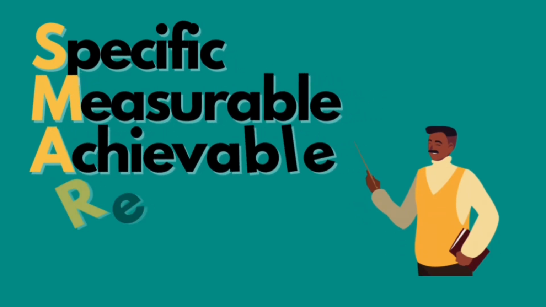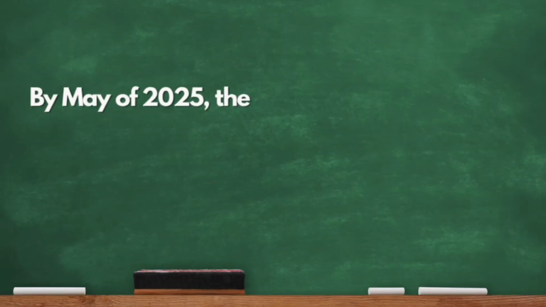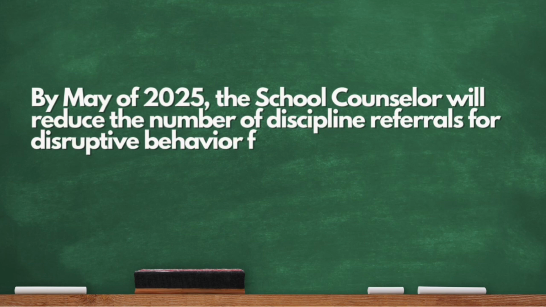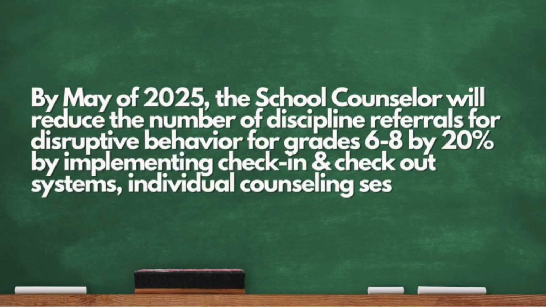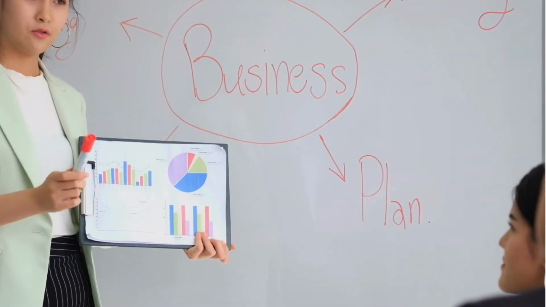One of the most important things you want to do in the beginning is create 3 SMART goals for your school counseling program: specific, measurable, achievable, relevant, and timely. And you know I'm going to give you an example, so follow along. By May of 2025, the school counselor will reduce the number of discipline referrals for disruptive behavior in grades 6 through 8 by 20% by implementing check-in, check-out systems, individual counseling sessions, and small groups. The counselor will also monitor data to make sure that these goals are met.